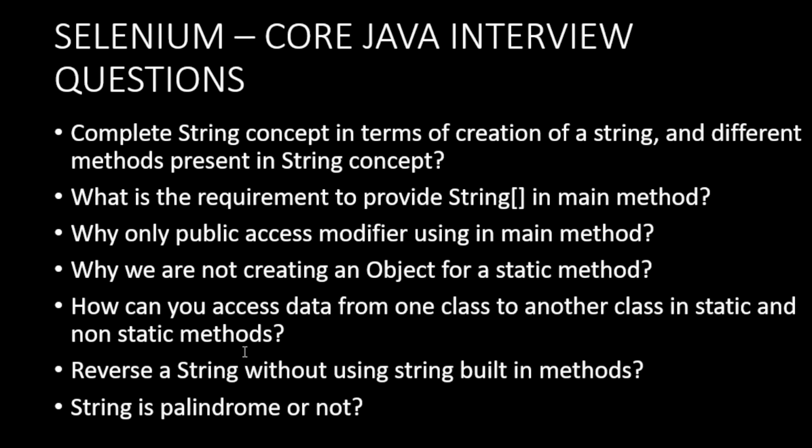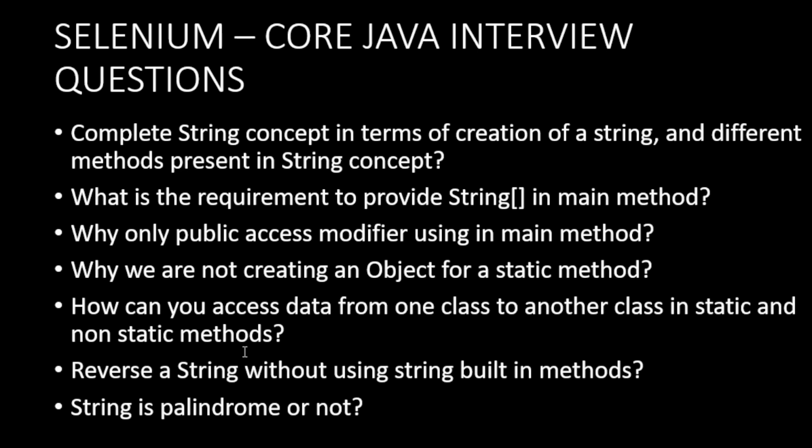Okay, so then why only the public access modifier in the main method? Instead of using protected, private, or default, any type of access modifier we have. We have many types: protected, default, public, and private. So among all these access modifiers, why are we using only the public access modifier in our main method?